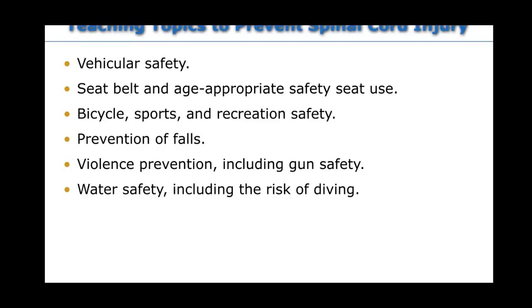Things to prevent, teaching topics to prevent spinal cord injury. Of course, vehicular safety, seatbelts, bicycle helmets, diving, water safety, all of those things. That's a great slide, you might write those things down.